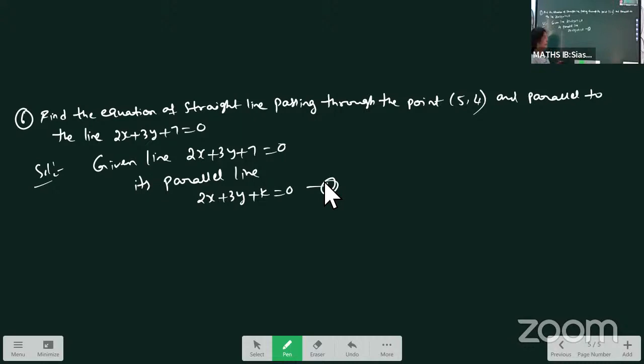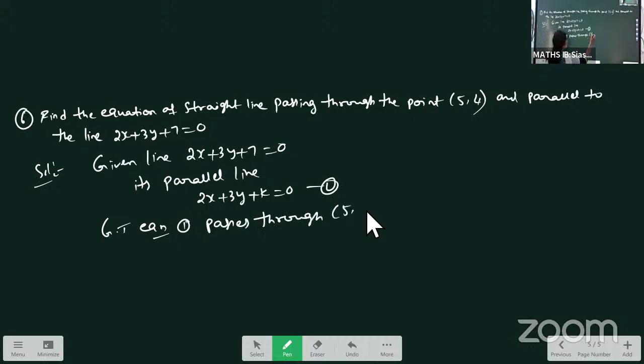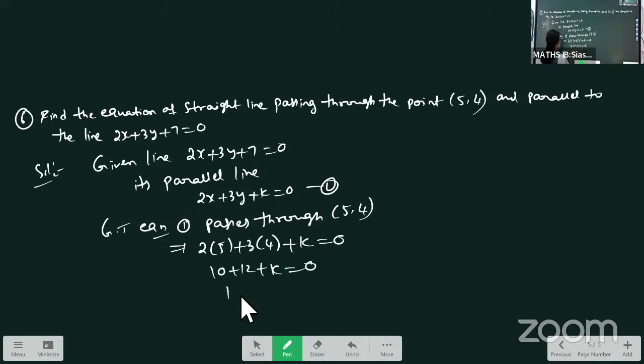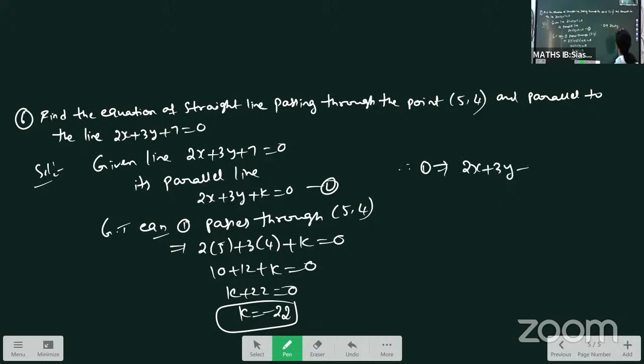Now this parallel line passes through 5, 4. Given that equation 1 passes through 5, 4, so substitute: 2 into 5 plus 3 into 4 plus k is equal to 0. 10 plus 12 plus k is equal to 0. k plus 22 is equal to 0. k is equal to minus 22. Now substitute k value in equation 1. Therefore, equation 1 implies, what is 1? 2x plus 3y, k means what? Minus 22 is equal to 0.